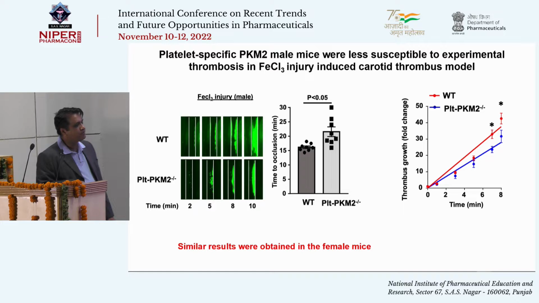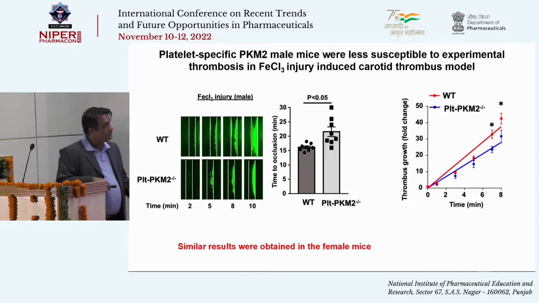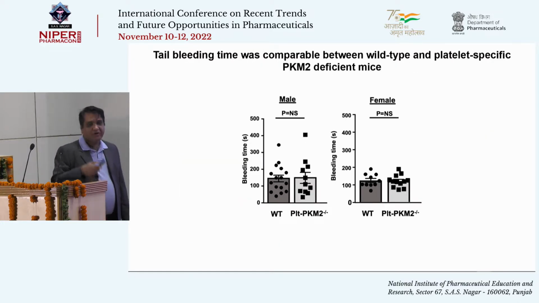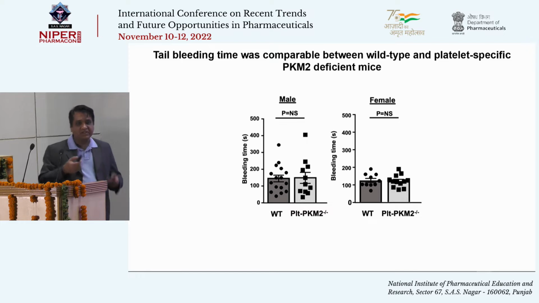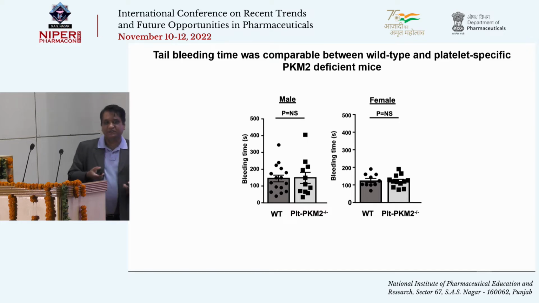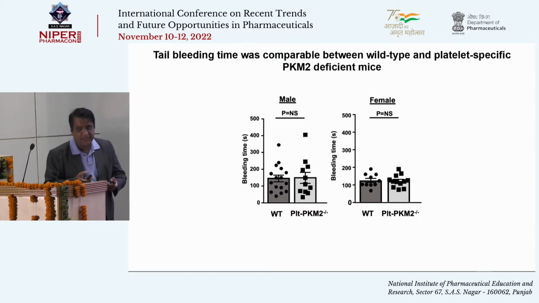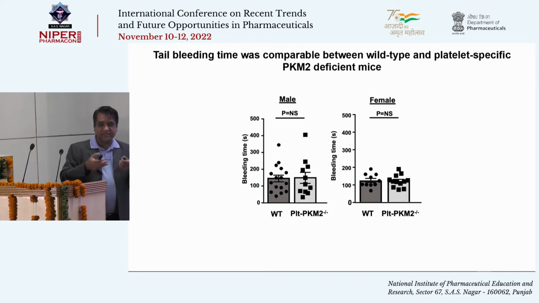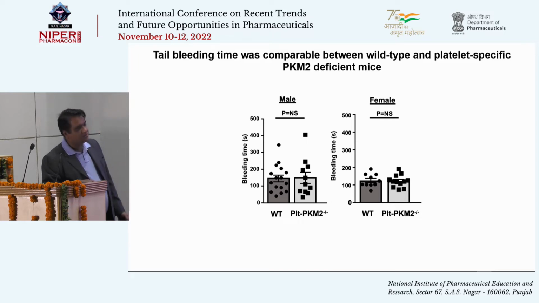And similar results were obtained with the female mice. So these were all with knockout. Then we wanted to look at whether, because we are affecting thrombosis, it also affects hemostasis. If the drug affects hemostasis, then it's like other drugs. So why are people interested in an alternate drug? As you can see here, the bleeding time was not different when compared between the wild type mouse and the platelet-specific PKM2 deficient mouse, both in male and female.